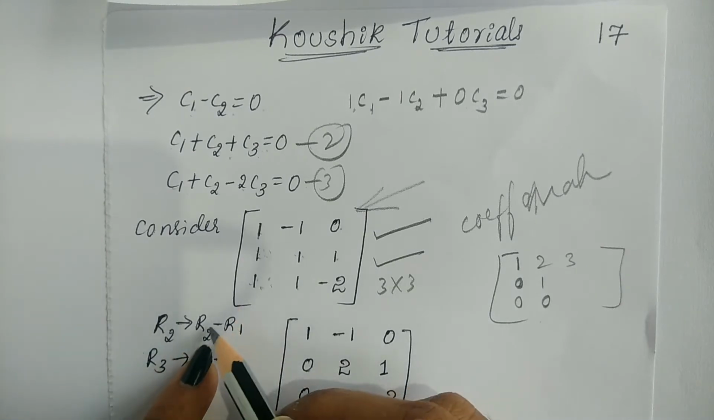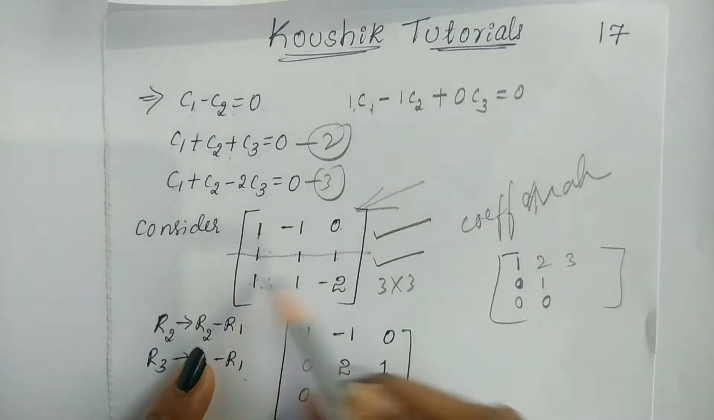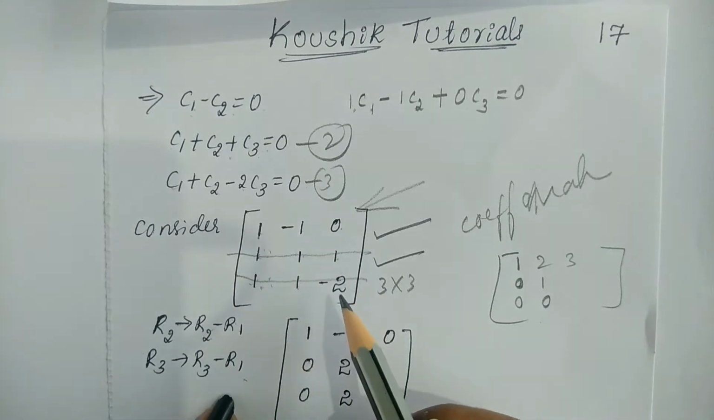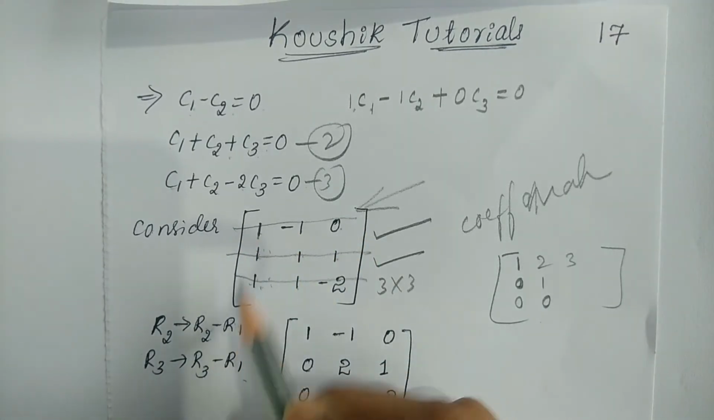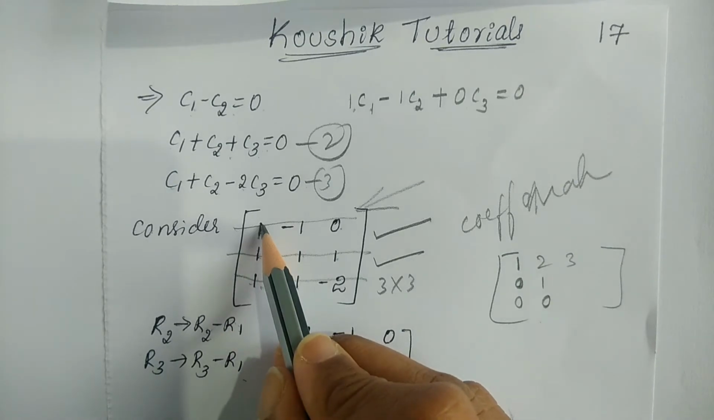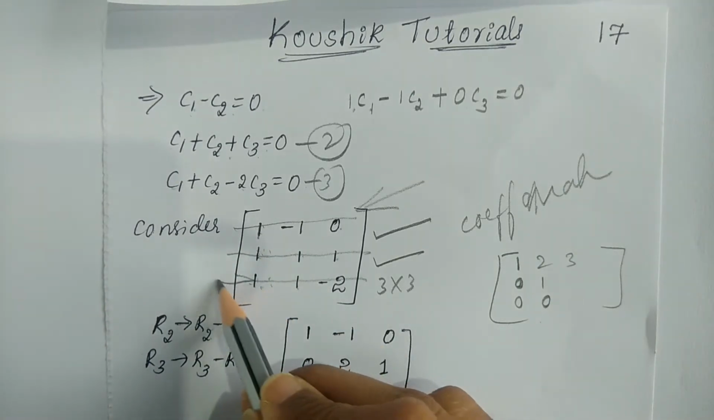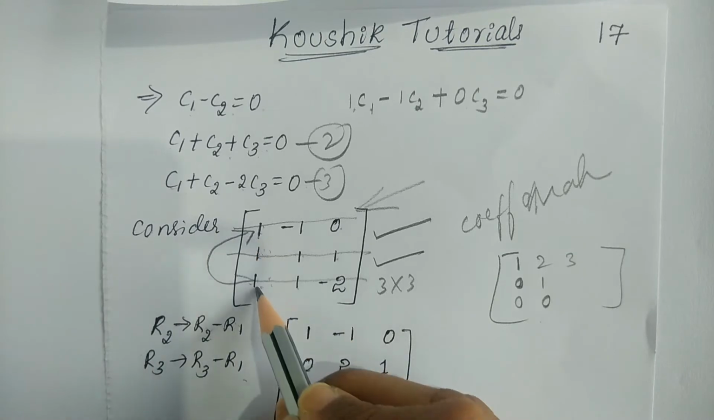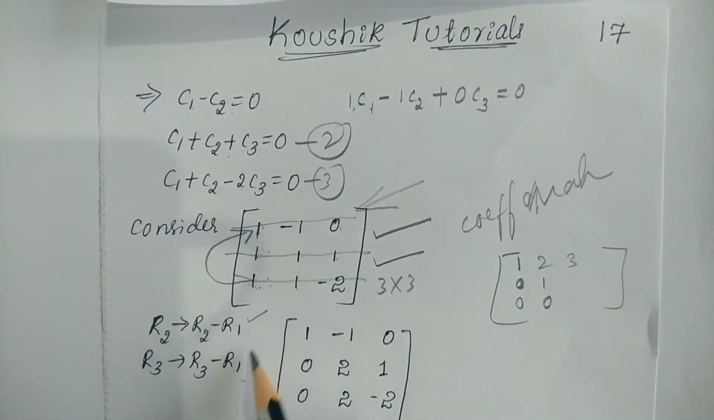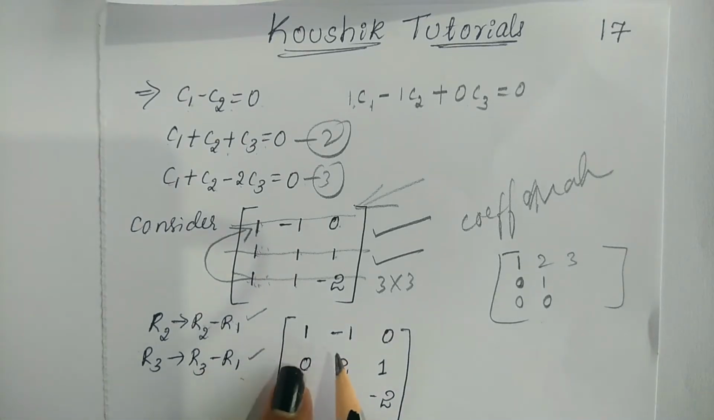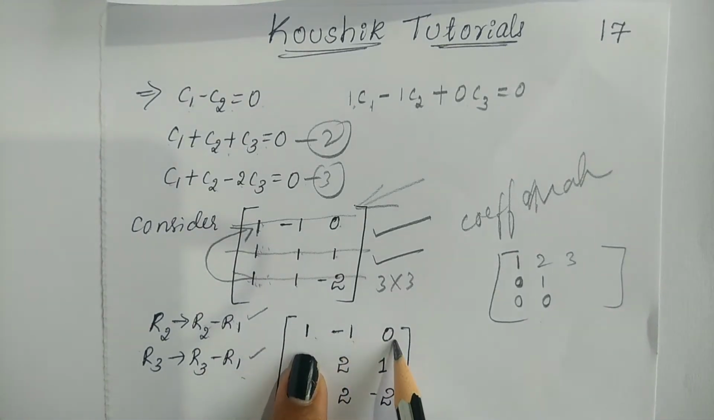So why am I taking R2, that is row 2, this one, and R3, this is row 3. Okay, so R1, this is row 1. If I take R2 minus R1, 1 minus 1 becomes 0 clearly. R3 minus R1 is this one, so 1 minus 1 is also 0. So for that I am choosing this row operation. So now 1 minus 1 is 0 as it is.